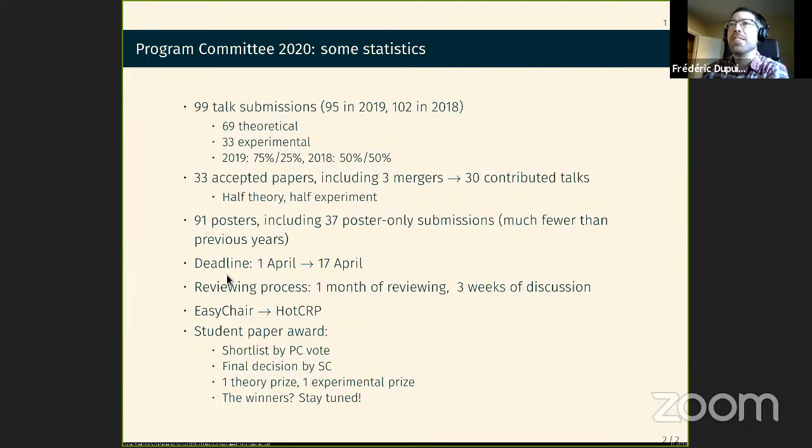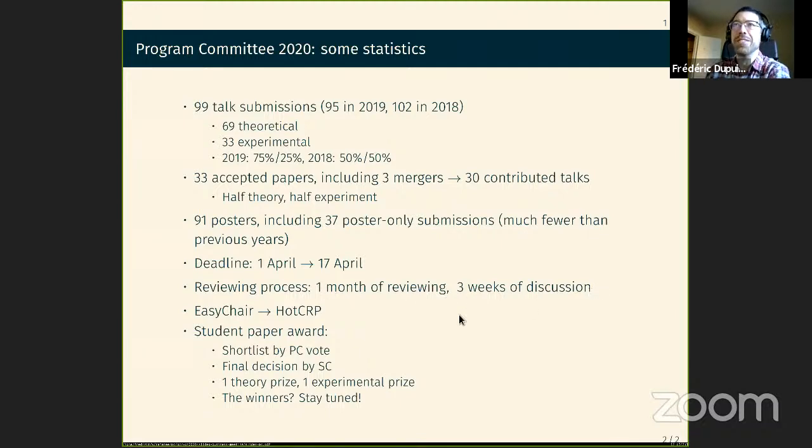As you can see and probably recall, the deadline was really in the middle of the COVID action. So 1st of April is roughly 2 weeks after the pandemic really went global. So at that time, things were a bit chaotic. And as part of this chaos, we decided to push back the deadline to April 17 to give people some time to get organized. And then the reviewing process took roughly 1 month of reviewing and 3 weeks of discussion.